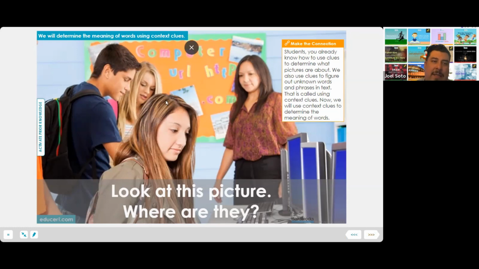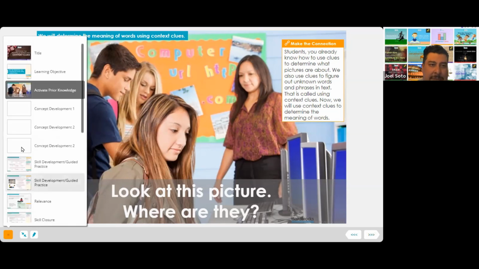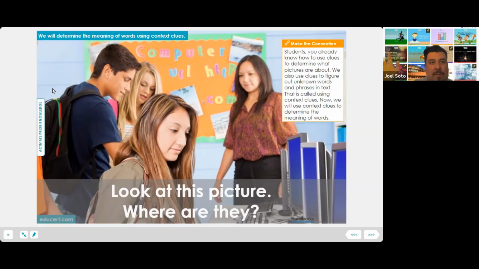This is activate prior knowledge. Do you see that right there? I hit this little hamburger symbol right here. It says activate prior knowledge, right? Just the 8 components of a well-designed lesson. Activate prior knowledge is always second. I go over here. Everyone look, let's read this together. Look at this picture. Let's read it together, guys. Picture. Where are they? I want you to think about it. Get ready to answer, but don't answer yet. Think about it. And when they're doing that, I'm standing right here and I read this little note to myself.